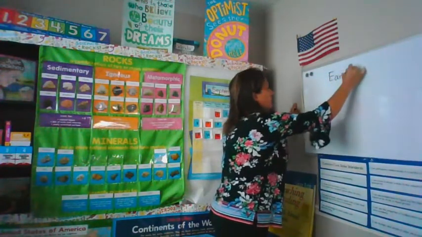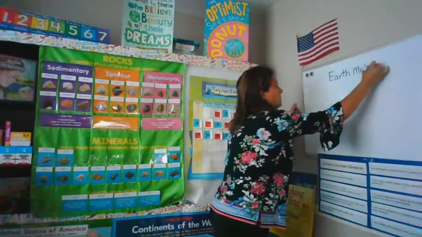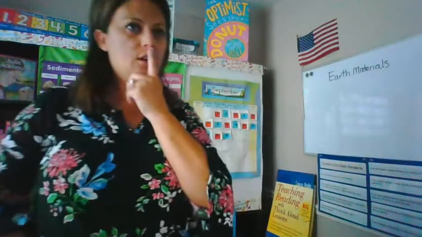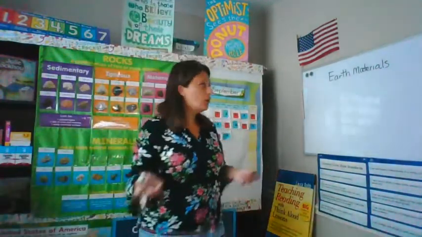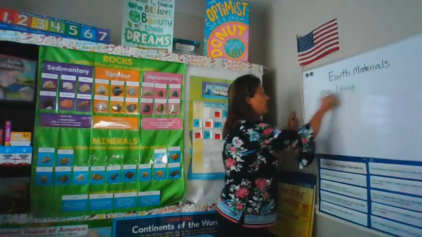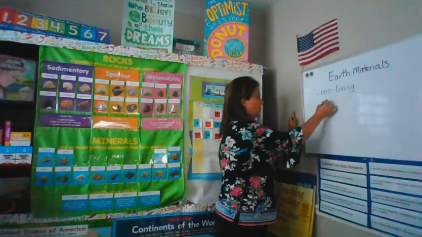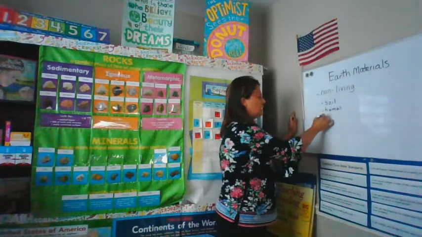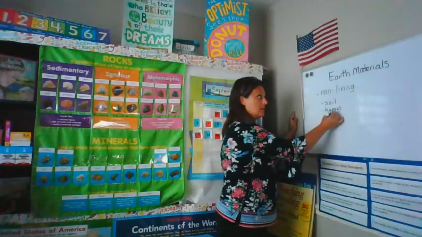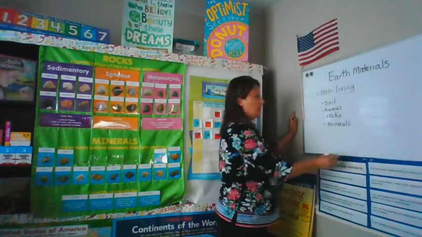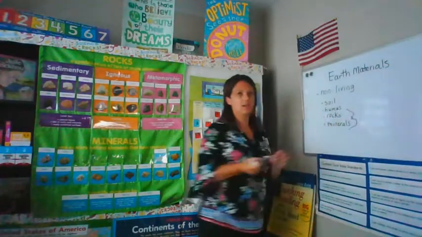Earth Materials. So I wonder, what exactly is an earth material? Well, an earth material is non-living. Could be something like soil, could be humus, could be rocks, minerals. Okay, and you guessed it, we're going to be focusing on the topic of rocks and minerals.